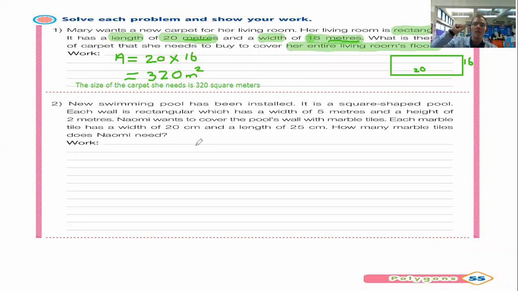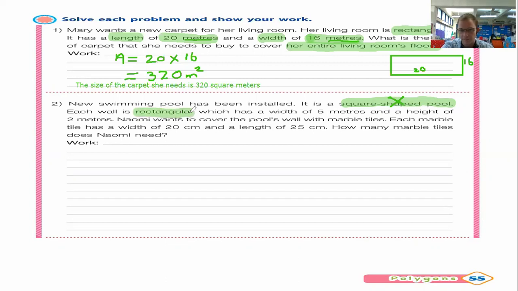So now with our marker, let's read it again. So the new swimming pool has been installed. It is a square-shaped pool. This information is very important for you to see. It's not going to form part of our answer. This information is there to confuse you. Okay. Each wall is rectangular.